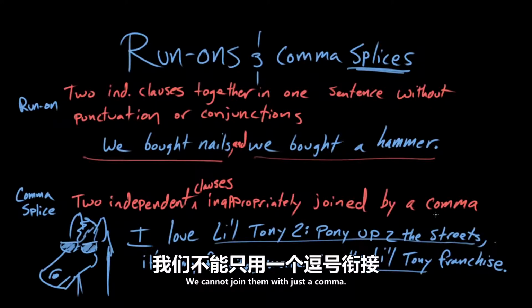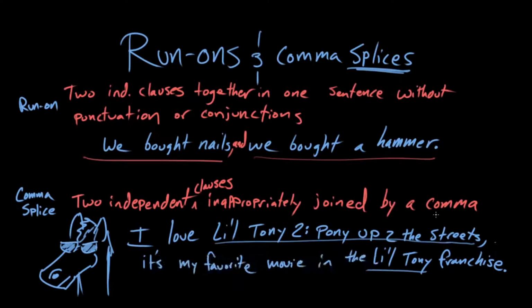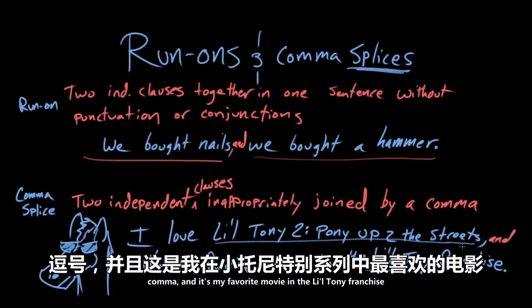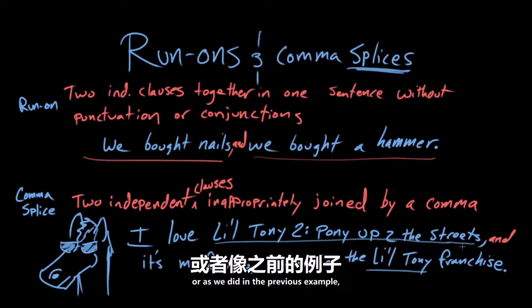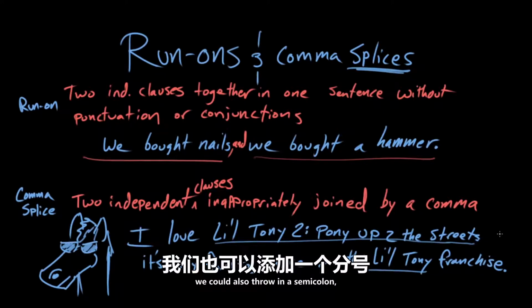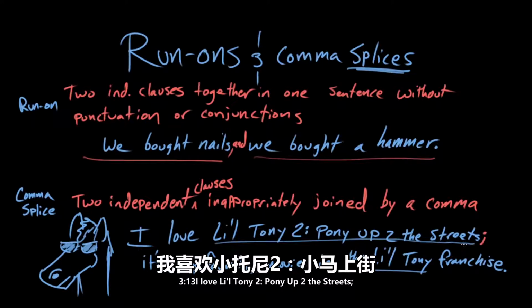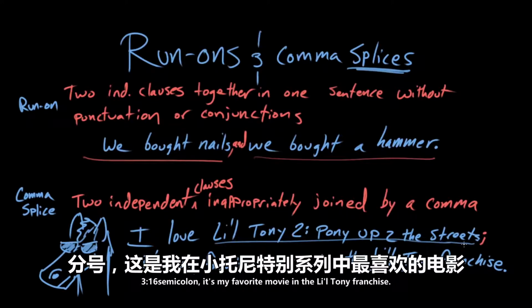We cannot join them with just a comma. We could say, I love Little Tony 2, Pony Up to the Streets, comma, and it's my favorite movie in the Little Tony franchise. Or, as we did in the previous example, we could also throw in a semicolon, which is, I think, what I would rather do. I love Little Tony 2, Pony Up to the Streets, semicolon, it's my favorite movie in the Little Tony franchise.